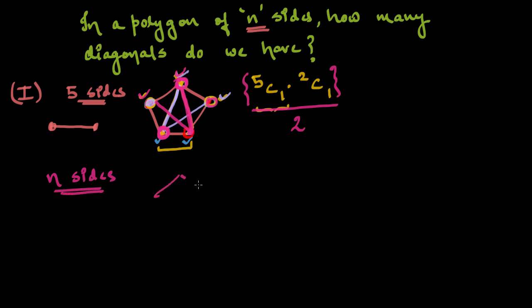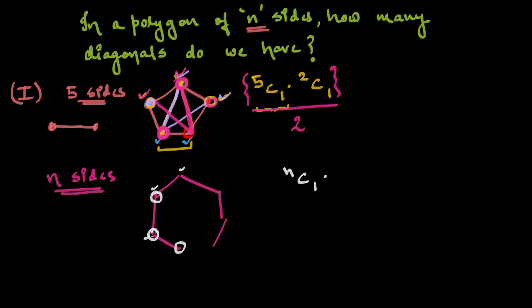For n sides, let's say that this is some random polygon having n sides. Out of these n points available here, I have to pick any one point as my starting point. So that can be done in nC1 ways. I can pick this or this or this, any one point out of these n points. Let's say this is my first point. Now for the second point, in that case, I cannot pick this point or this point.